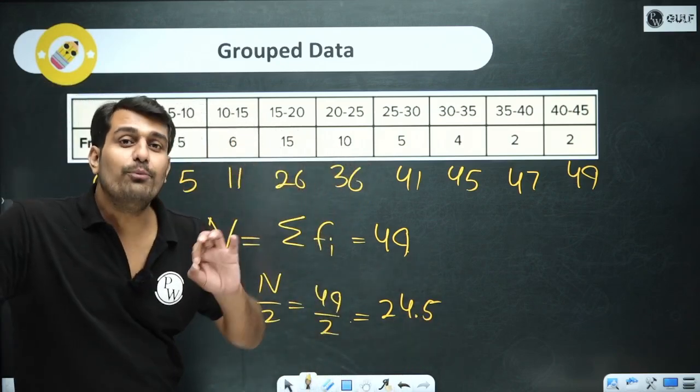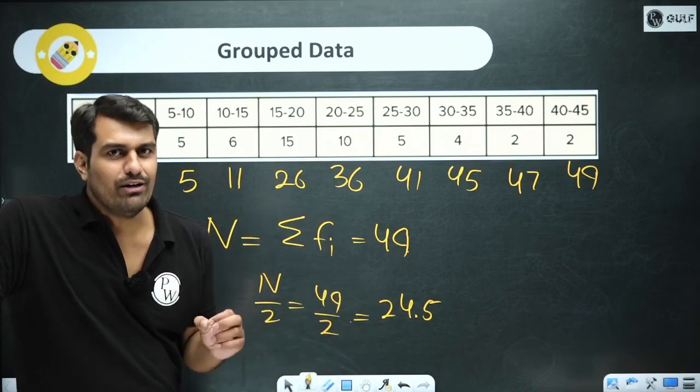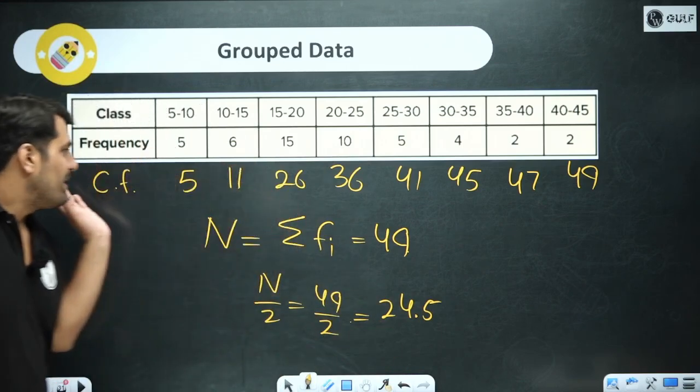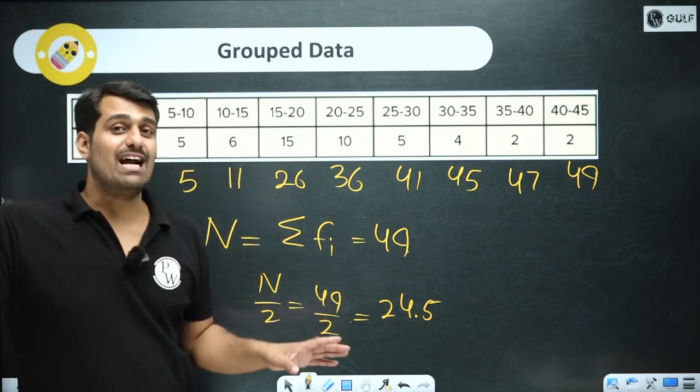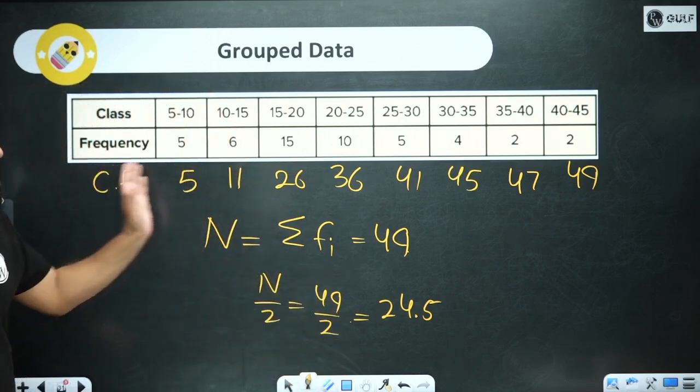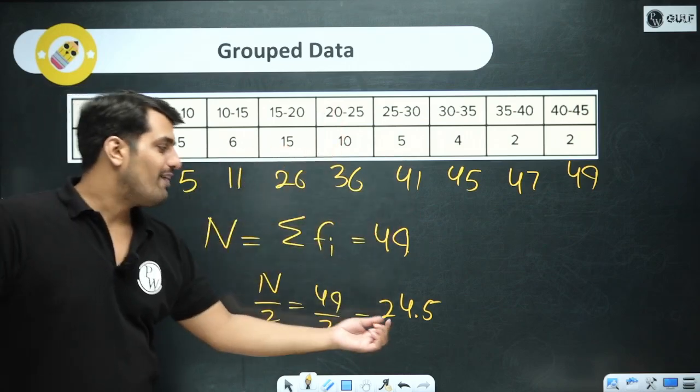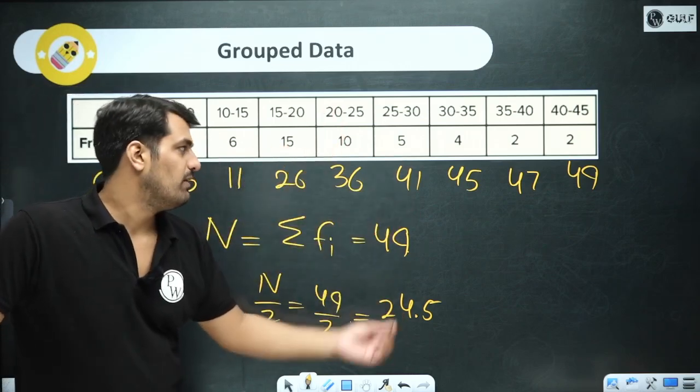Now, look into the cumulative frequency column. Where is the column? Over here, I have added a column. You'll be adding a column like this. So don't confuse yourself with that part. So you have added a cumulative frequency column. So in that, find where you'll find 24.5.